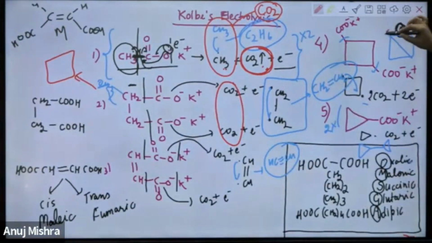Fourth one is this. It's a bicyclo compound. What will be the name of this compound? Bicyclo compound naming we have done. Bicyclo 1, 1, 0. And how many? 1, 2, 3, 4, right? Butane. Bicyclo 1, 1, 0, butane.